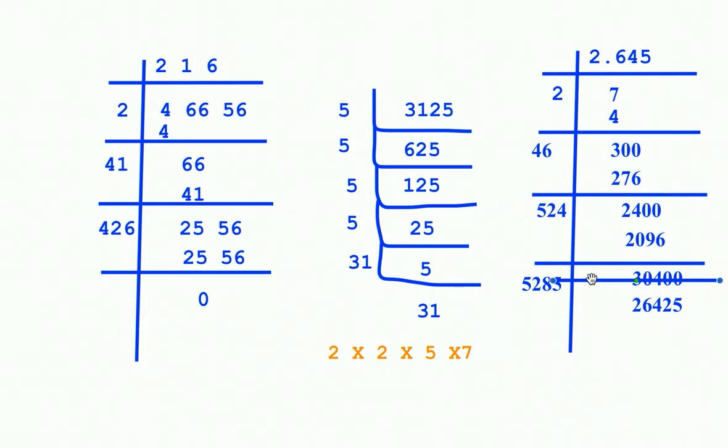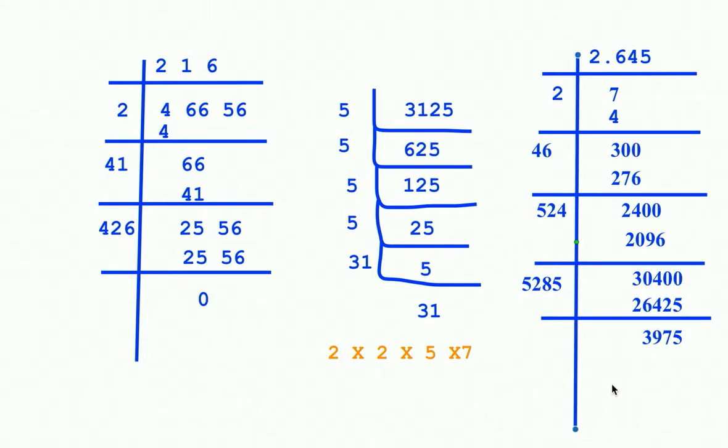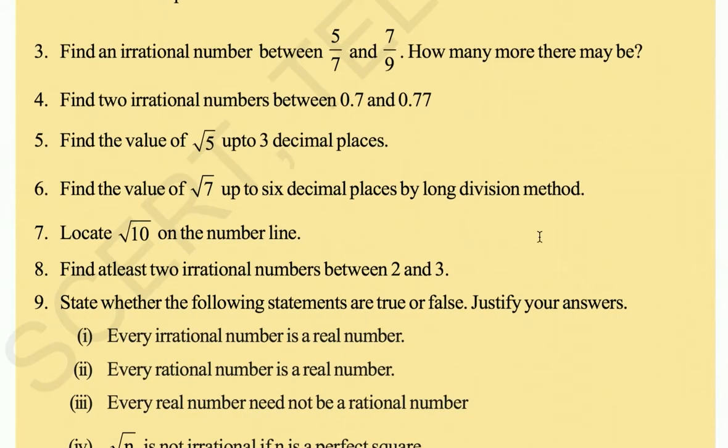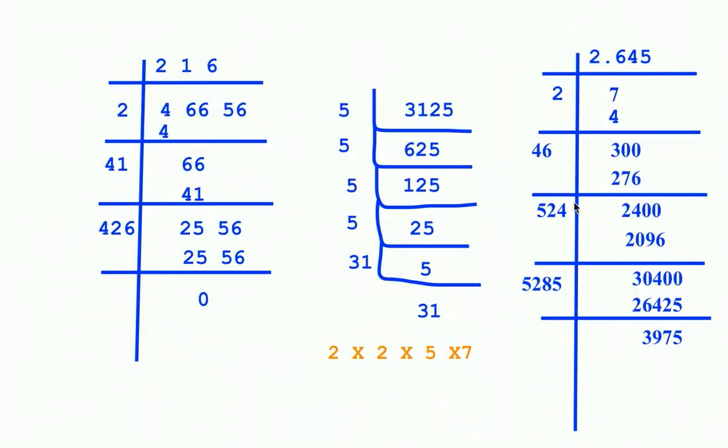Then on subtraction, the last digit will be 5. I am okay with 5. 9 minus 2 is 7. 13, yes, 13. 13 minus 4 is 9. 9 minus 6 is 3. So this is going to be 3975. Right, that is quite correct. How many decimal places did he ask for? 6 decimal places. See the problem: how many decimal places does he want? Root 7 up to 6 decimal places. How many decimal places did we get? We got only 3. Let's proceed from here.